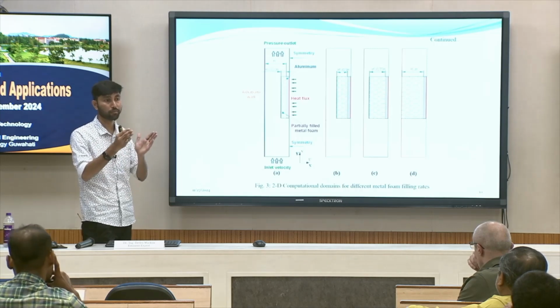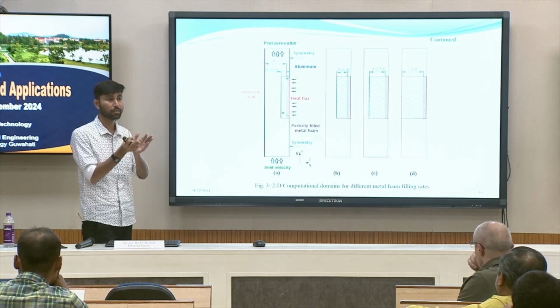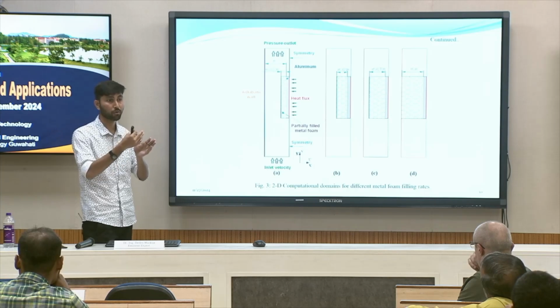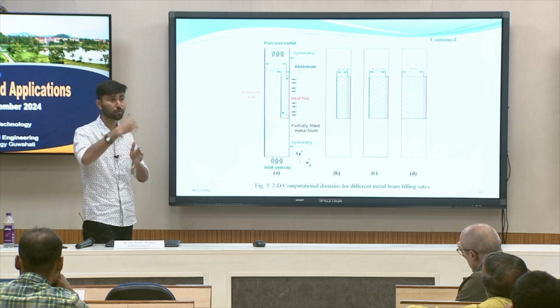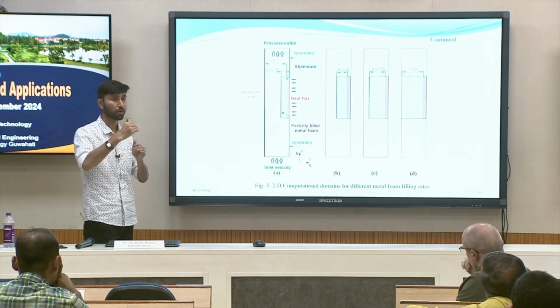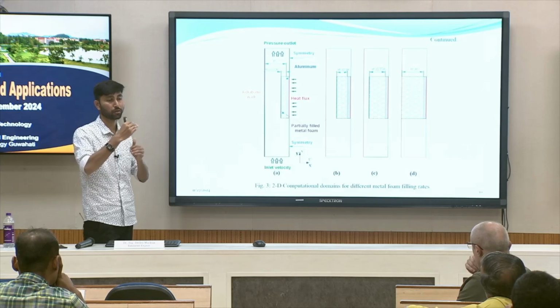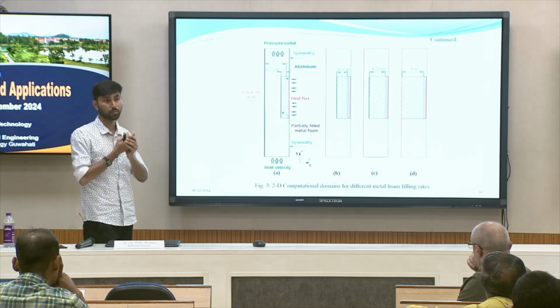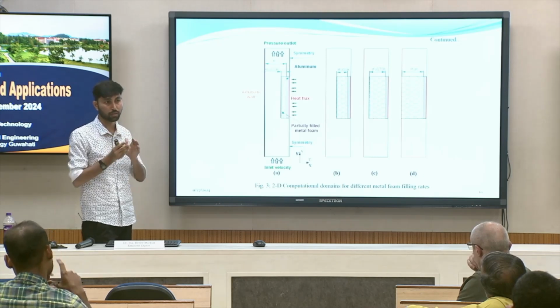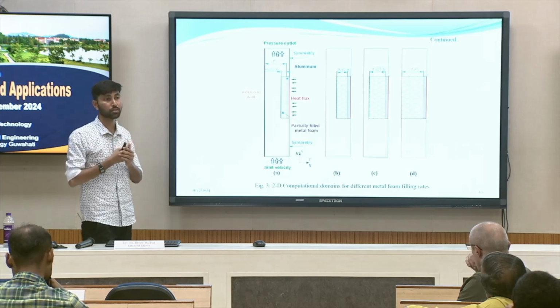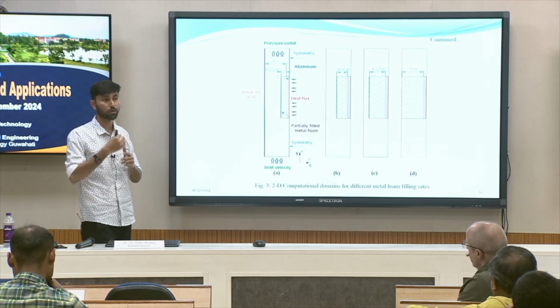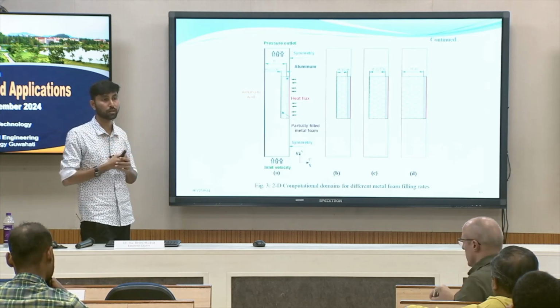For an empty channel, as we know, less than 2300 is laminar flow, between 2300 and 4000 is transition, and above that is turbulent. The same way for porous media also. We have calculated the Reynolds number based on the pore diameter. In the literature it was observed that if it is less than 150, then laminar flow will be considered. If it is greater than that, turbulent flow will be considered. Based on our cases, we have considered that.